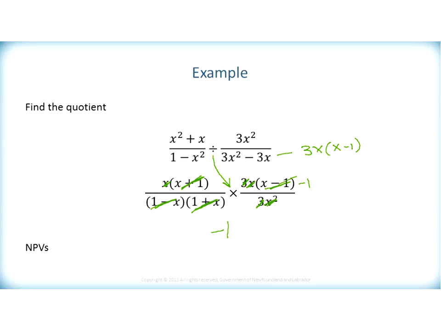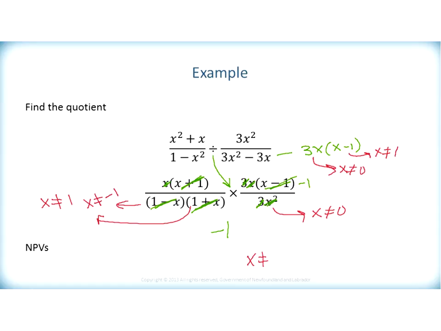Now let's look for our NPVs. In this case, x cannot equal 1. And right here, x cannot equal -1. Right here, x cannot equal 0. And of course, right here, the denominator from the first step, x cannot equal 0, and x cannot equal 1. So we have x cannot equal -1, 0, and 1.